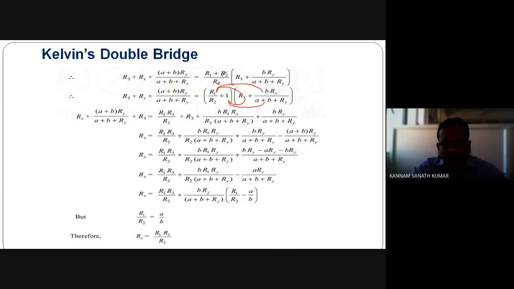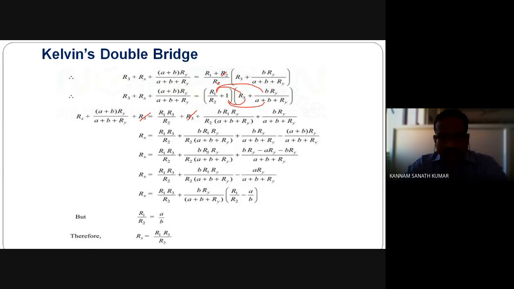So what are you getting? Now, R3 gets cancelled. So you have to find out Rx equal to R1 R3 by R2 plus B into R1 Ry by R2 into A plus B plus Ry, and then B into Ry by A plus B plus Ry. This one will come to this side and becomes minus: A plus B into Ry divided by A plus B plus Ry.